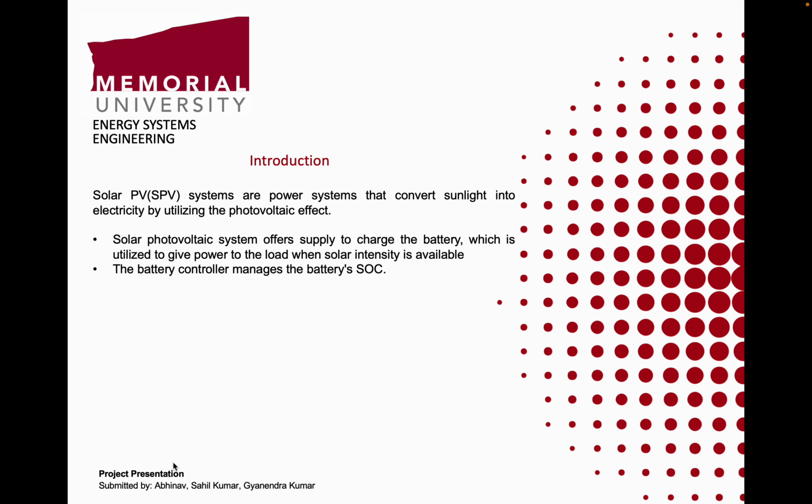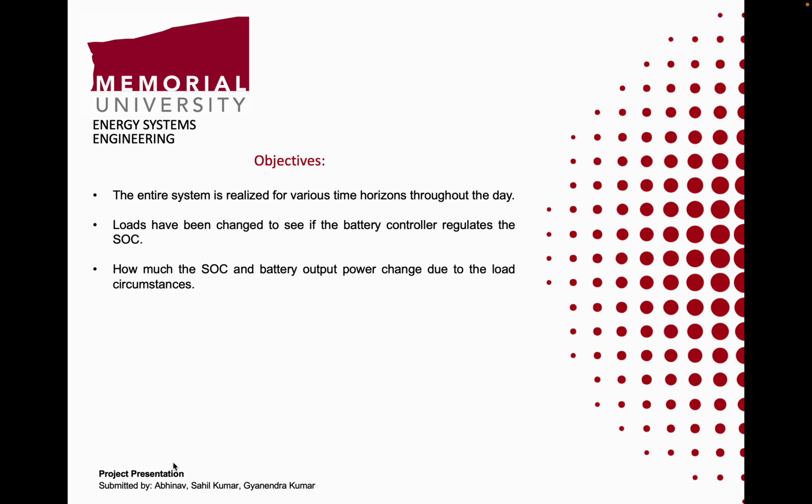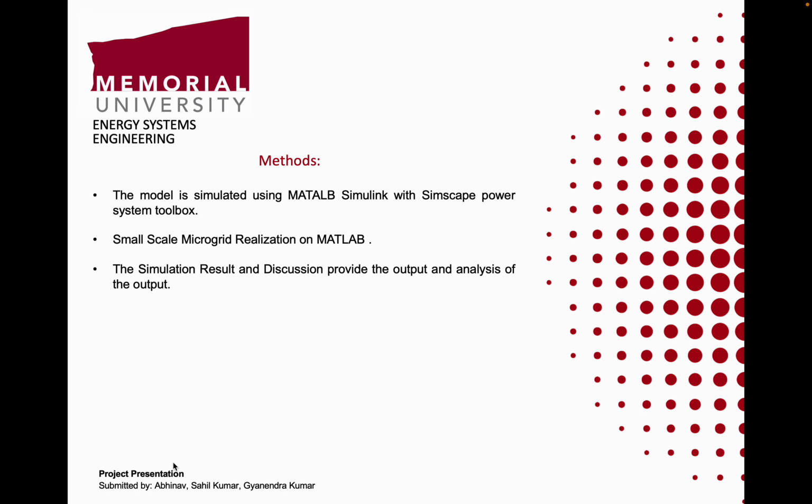So in our project, we have connected our microgrid to the main grid, and we are storing the energy produced from the grid using battery and solar power. What are the main objectives of the project? In this project, we are going to simulate our microgrid for 24 hours, that is one typical day. The method that we have used in our project is MATLAB Simulink. We have used MATLAB Simulink with Simscape to simulate our whole model for 24 hours.